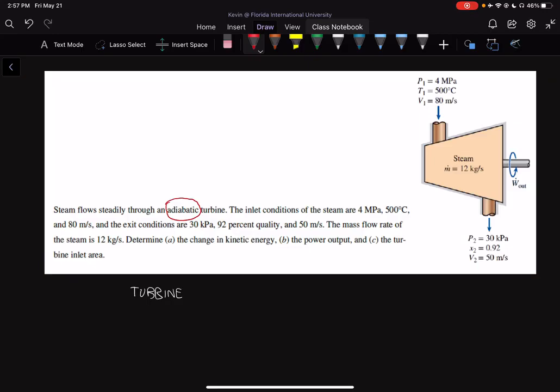And really, the first thing that we can write out here is some of the assumptions that we're going to make. Whenever we have a turbine and we have no leak in the turbine and the mass flow rate is a constant 12 kilograms per second, we can say that we have steady flow. So some of the assumptions we can make is that we have steady flow, and we can also say that the change in potential energy is equal to 0.